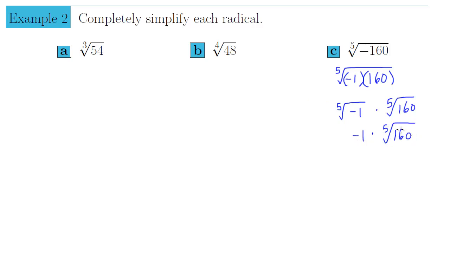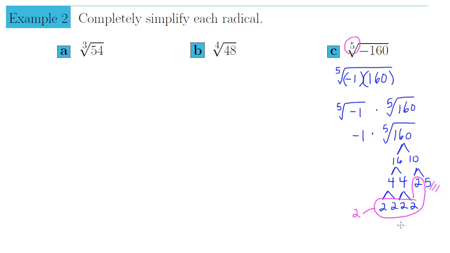The next thing we have to do is factor down 160. So there's our factor tree for 160. It broke down into 16 and 10, and then each of those broke down further. Next, because we're dealing with a fifth root, we need to look for a group of 5 identical factors. It just so happens that there are 5 2's. There are 5 prime factors of 2 in 160. So those 5 2's will come out of the fifth root as a single 2, and then this 5 will stay inside.